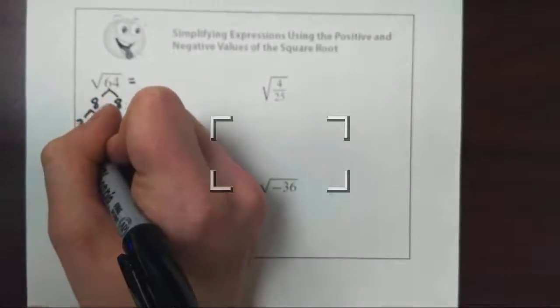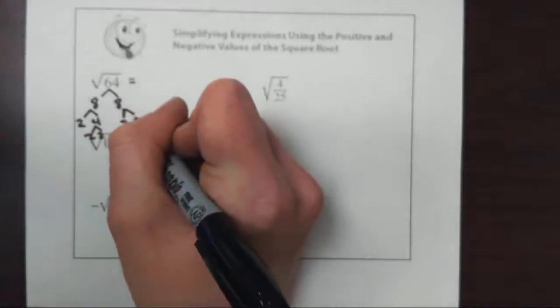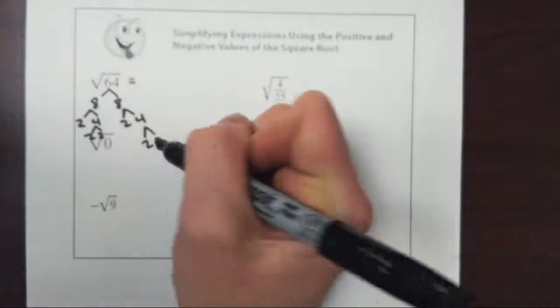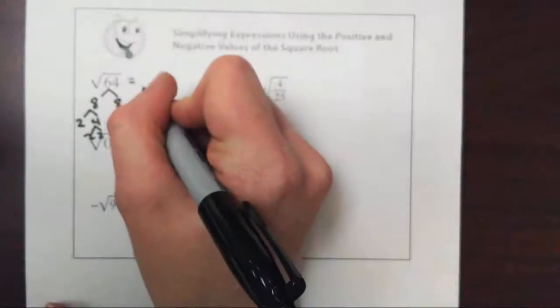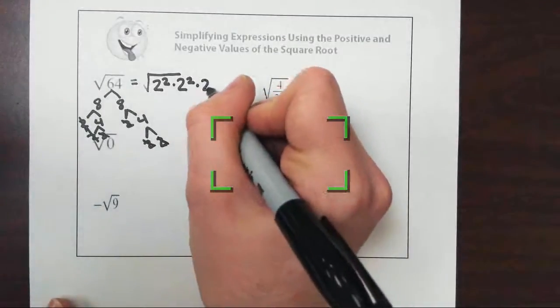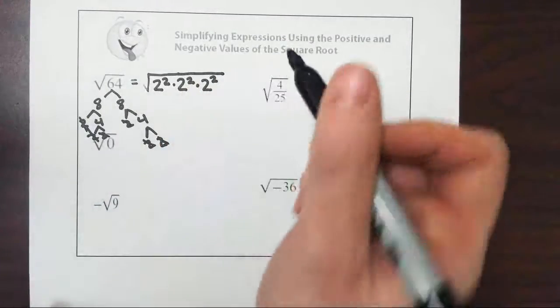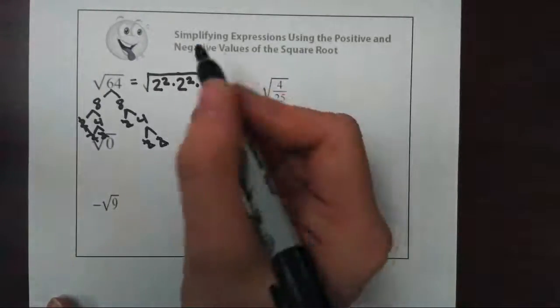So I know 64 is 8 times 8, and 8 is 2 times 4, and then 4 is 2 times 2. All right, and I'm going to look for squares here. So notice I've got 2 times 2, so that's a 2 squared. So those are taken care of. And then I've got another 2 times 2, so there's another 2 squared. Those are taken care of. And then I've got another 2 times 2, so there's another 2 squared. So I've really got the square root of 2 squared times 2 squared times 2 squared.